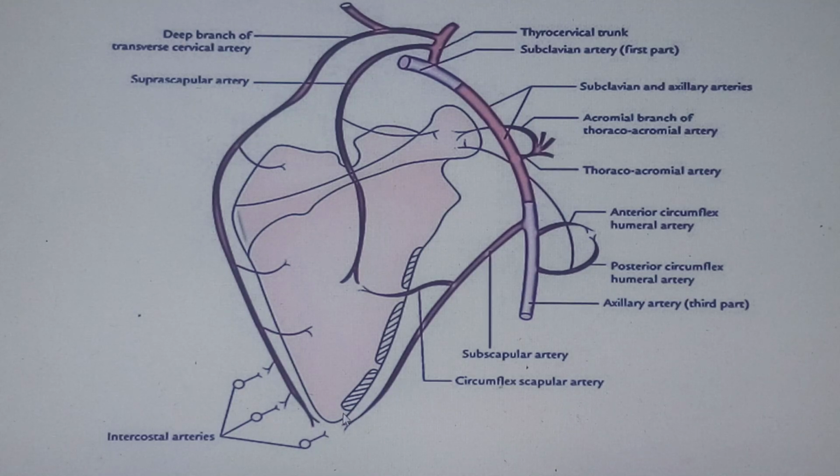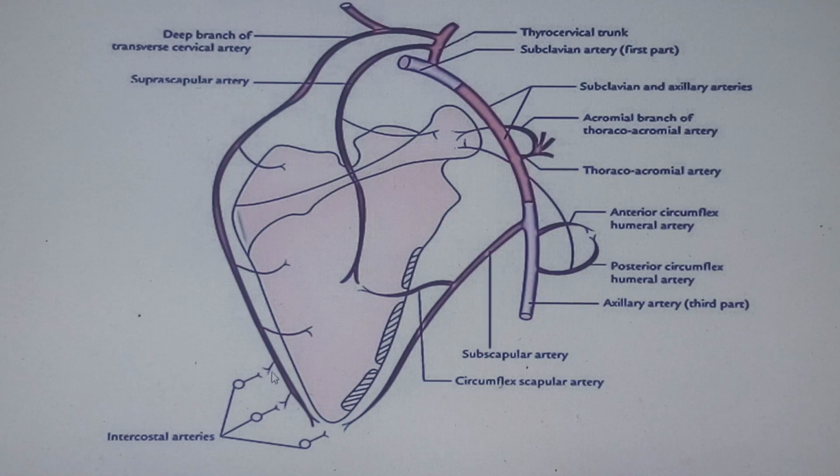Please get to know these relations very importantly. My friends, as it runs along the medial border of the scapula, it gives off branches, and these branches will not only run along the dorsal surface of the scapula, but will also run along the ventral surface of the scapula. Okay, so please get to know that.